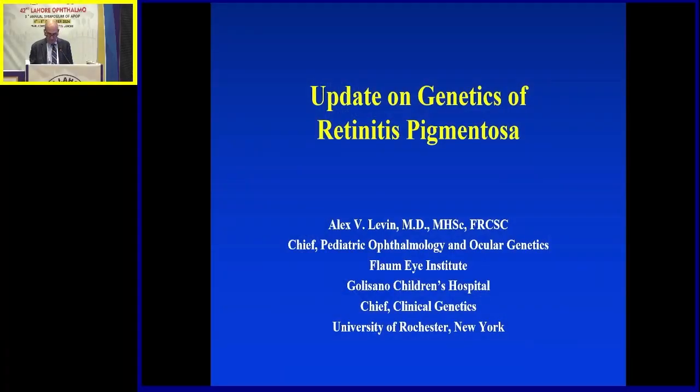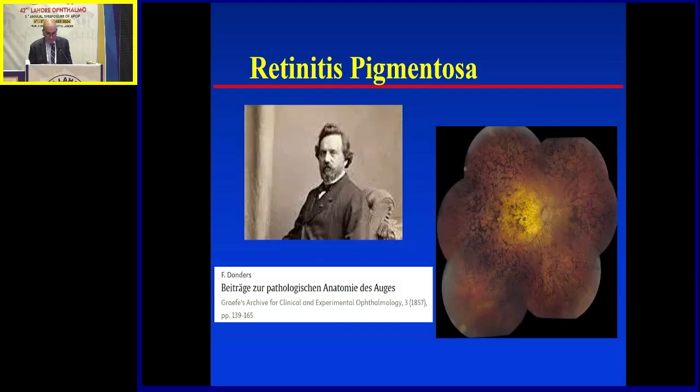I was asked to talk on an update on genetics of retinitis pigmentosa, and that's really an update on a lot of genetics. If we go back in time to 1857, Donders was the first to give the name retinitis pigmentosa to this disease. It had previously been described. He didn't have fundus photography like this. He actually drew a picture of the retina.